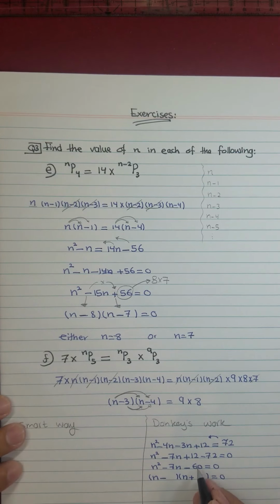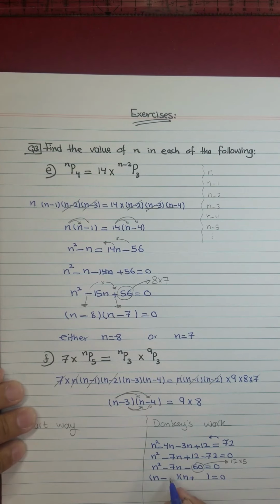So these numbers are actually, I hope you guessed it right, 12 times 5. 12 times 5 is 60. You minus them, you get 7. So you write the bigger number first and the smaller number second, 12 and 5. So either n is equal to 12 or n is equal to negative 5.